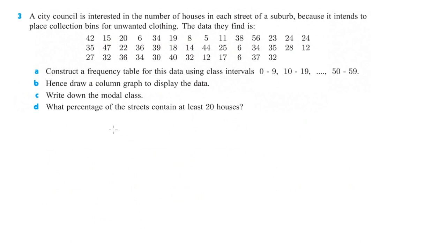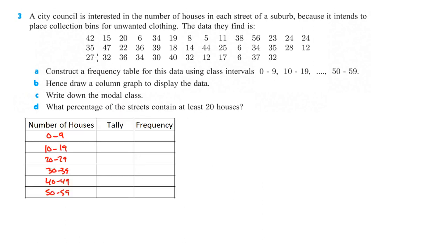All right, number 3. City Council is interested in the number of houses in each street of a suburb because it intends to place collection bins for unwanted clothing. They find this data here. Construct a frequency table for this data using intervals 0 to 9, 10 to 19, all the way up to 50 through 59. Okay, so let's do that.